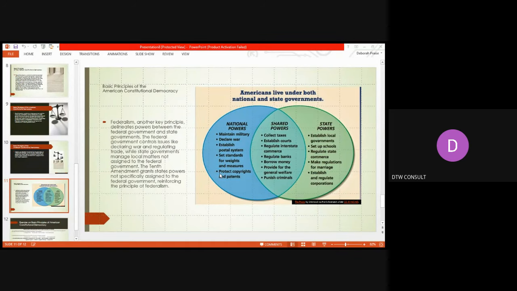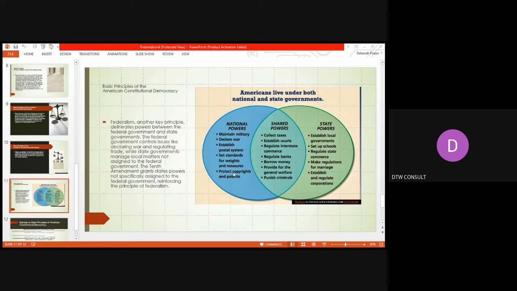Then the national power also includes the establishment of postal systems. Then the third thing, they set standards for weights and measures. All right. They protect copyrights and patents.